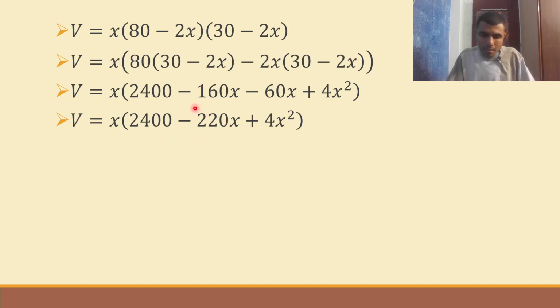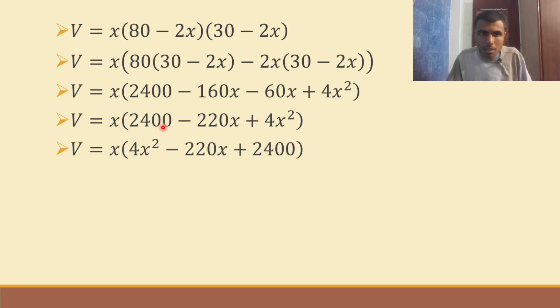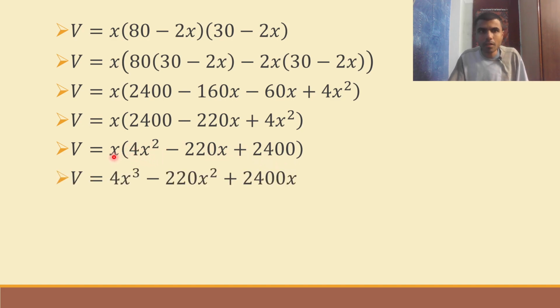Just make sure you don't make mistakes here. Whenever you add two negative numbers, you are going to get a negative one. Now write this in order: 4x square minus 220x plus 2400. Now multiply by x. x into 4x square is 4x cube, x into minus 220x is minus 220x square, and x into 2400 is 2400x. Okay, we got our expression for volume.